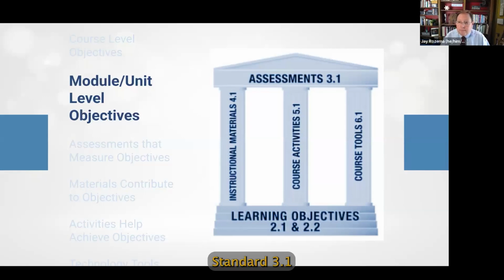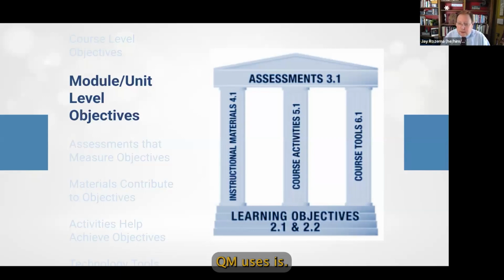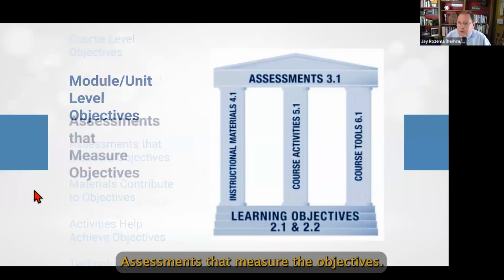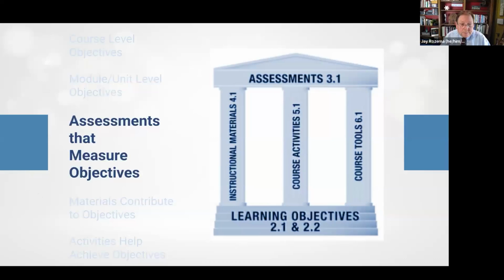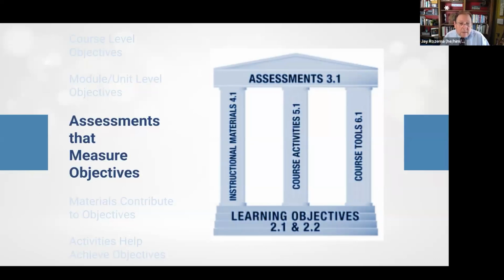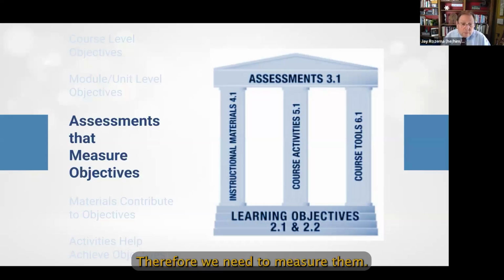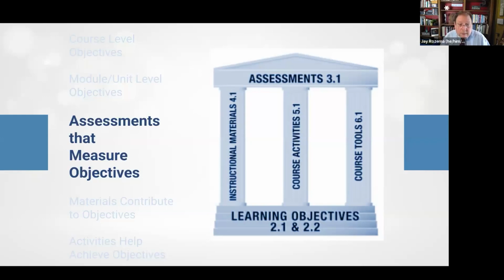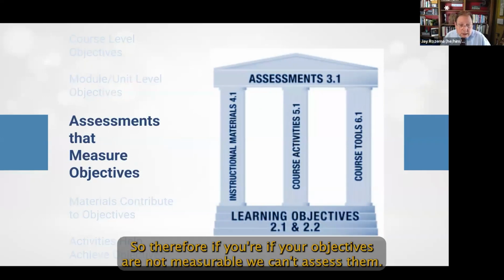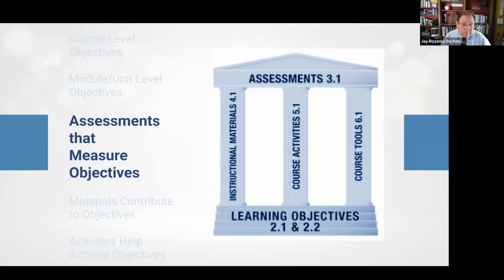Standard 3.1 is in the architecture picture QM uses: assessments that measure the objectives. So if the objectives are to be met, we need to determine if the learners are actually meeting those objectives. Therefore, we need to measure them. So if your objectives are not measurable, we can't assess them. And these are the top and the bottom of your alignment structure.